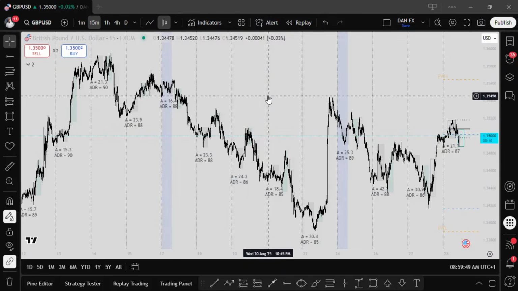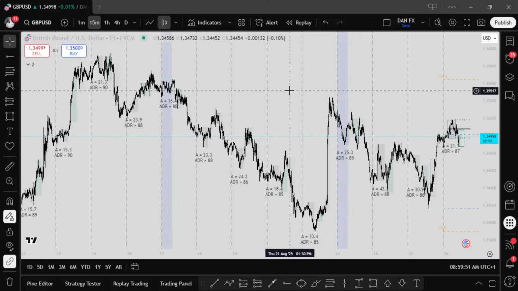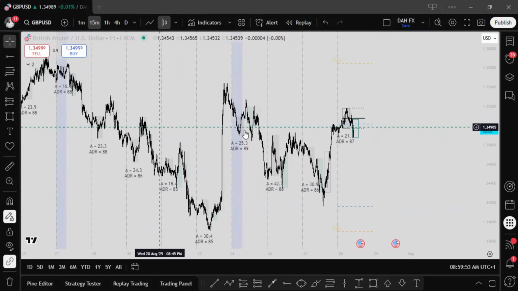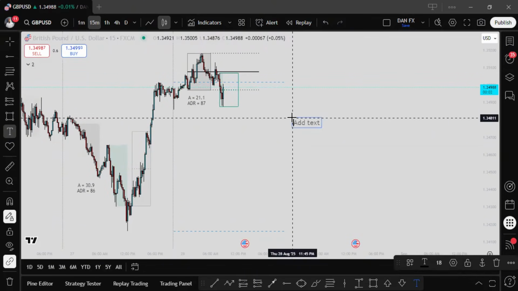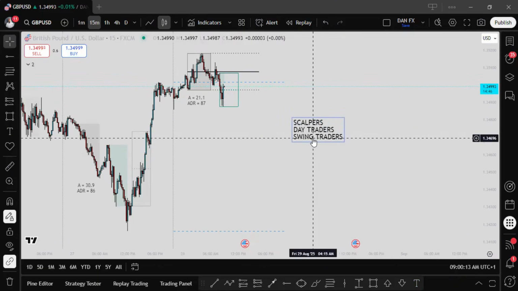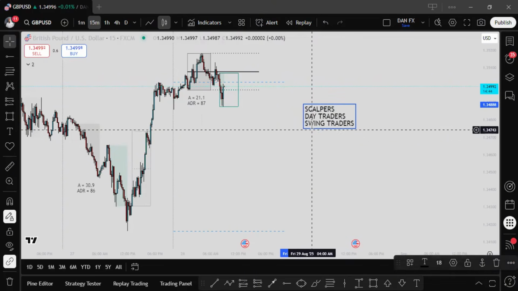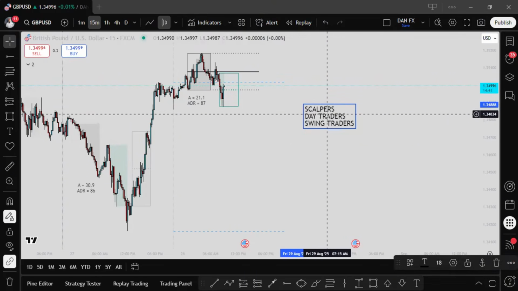So to do proper top-down analysis, here's how you do it. Now, this depends on what type of trader you are. We have three main types of traders: scalpers, day traders, and swing traders. Depending on what type of trader you are will depend on what time frame you should be using.